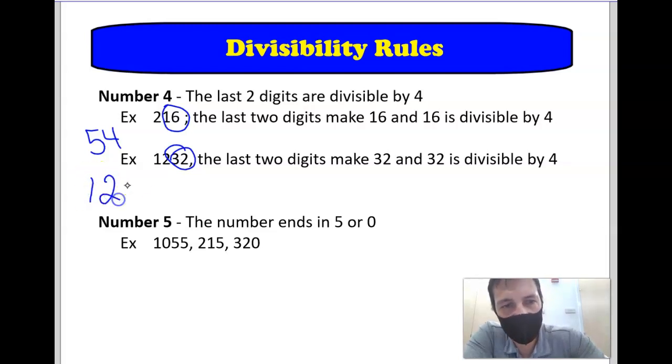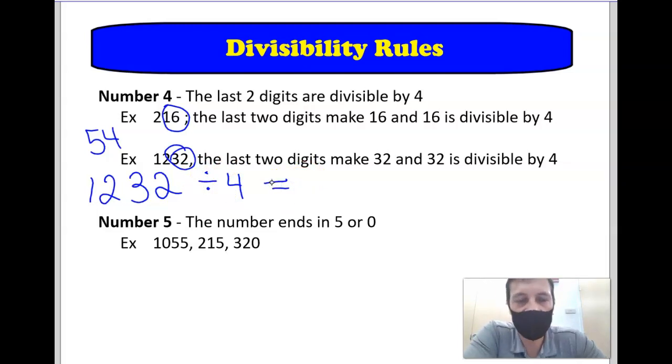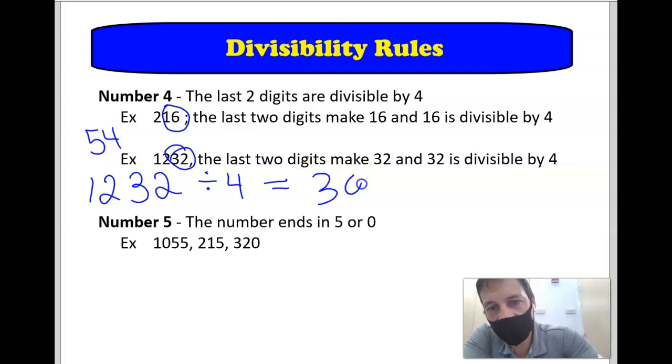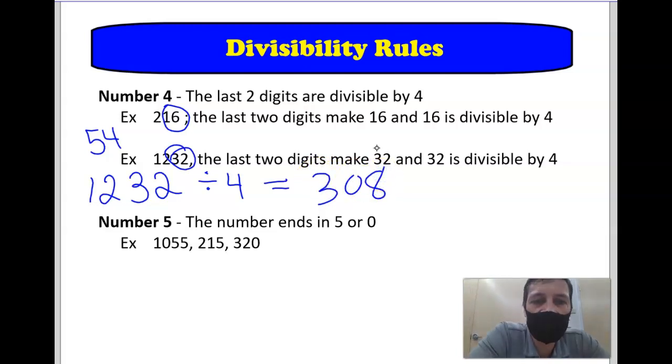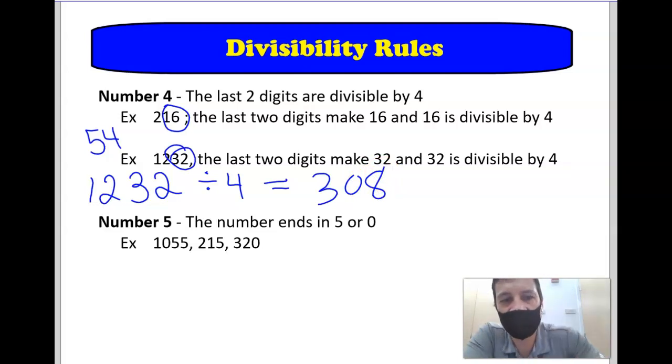And again, what does that mean? If I take out a calculator and I divide 1,232 by 4, I'm going to get a whole number with no remainder. In fact, I will get the number 308. I think you already know the rule for 5. If the number ends in 5 or 0, then the number is divisible by 5. So these are 3 examples, 1,055 or 215 or 320. Doesn't matter what the other digits are, just that last digit if it's 0 or 5.